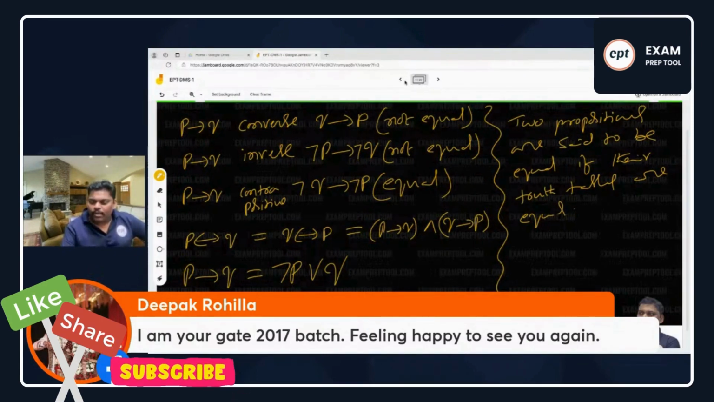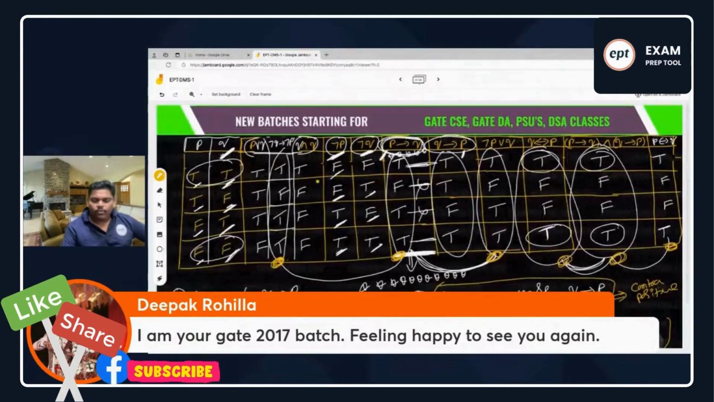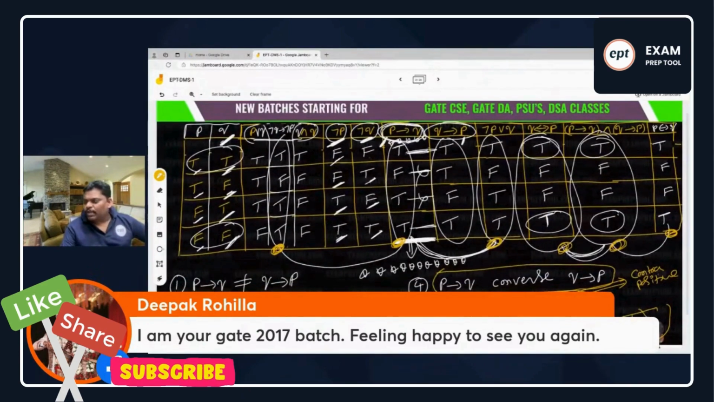Can you help me with one interesting one? Everyone listen. Two people are equal. If two people are equal, if I do double implies, what will happen? Let us assume that I have two people who are already equal. If I do double implies, what will happen?